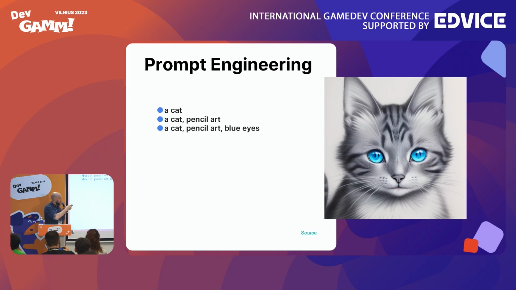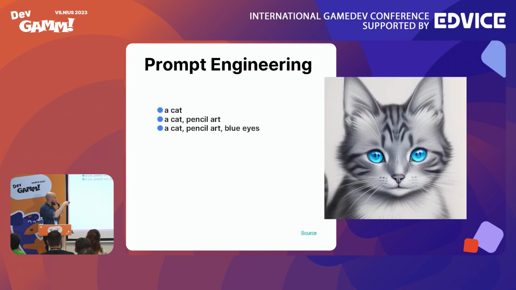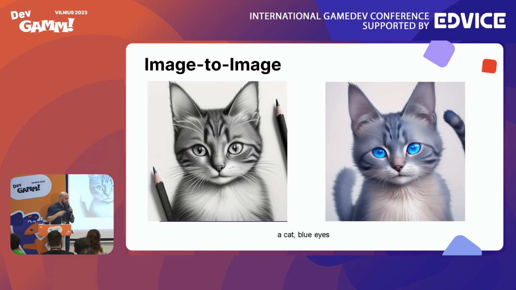But is it possible to have the previous one, this cat, with blue eyes? And the answer is yes. You can use not only text as input, but you can use images as input. And you can use the image-to-image technique with our previous cat and a prompt like a cat, blue eyes. But as you can see, we have two tails here, and this is an issue.